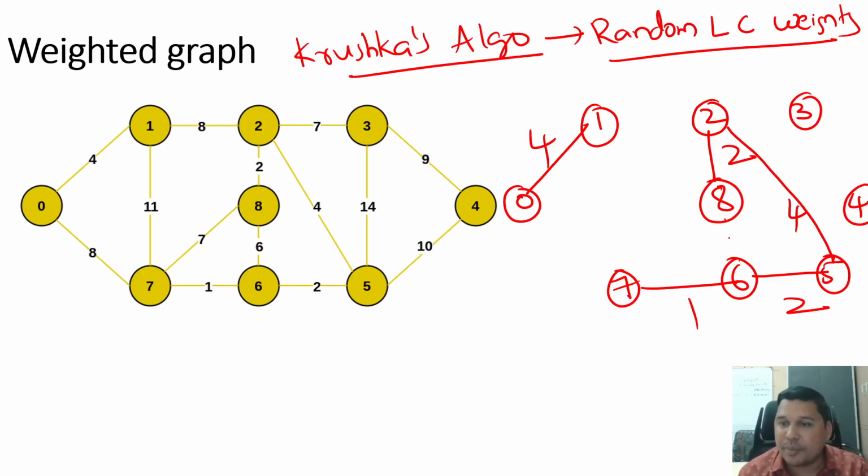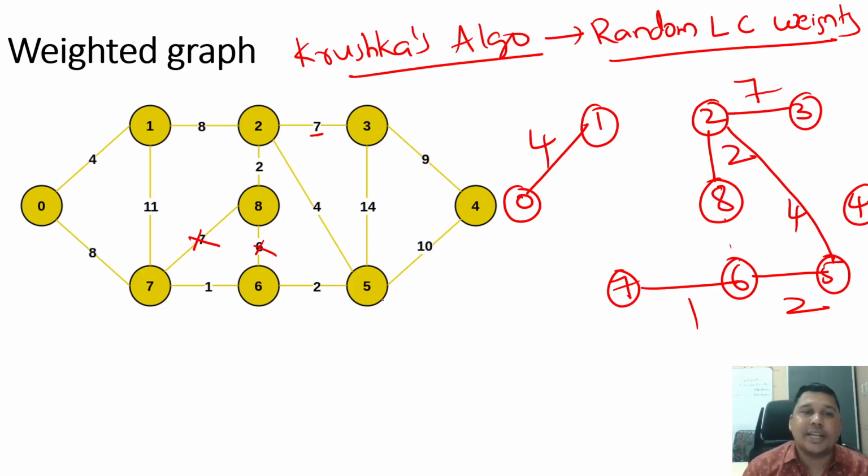But if I include from 8 to 6, it is forming a cycle here. So I cannot include 6. Go for 7. If I include this 7, it is forming a cycle. You see, it forms a cycle like this. So I cannot go for this 7 as well. So another 7 is here. Yes, I can connect them. It is not forming a cycle.